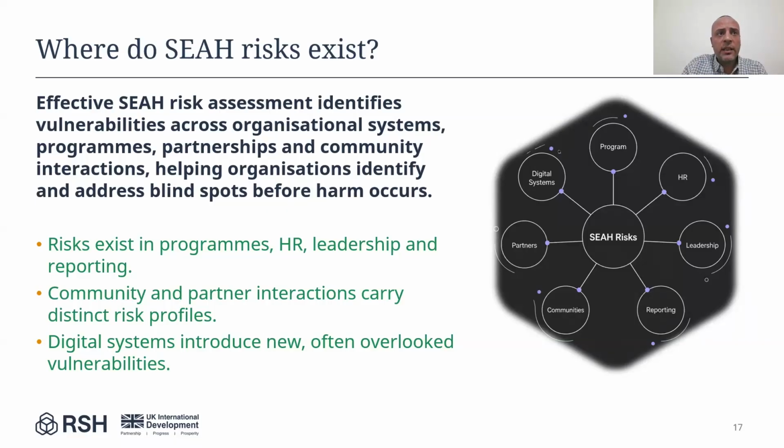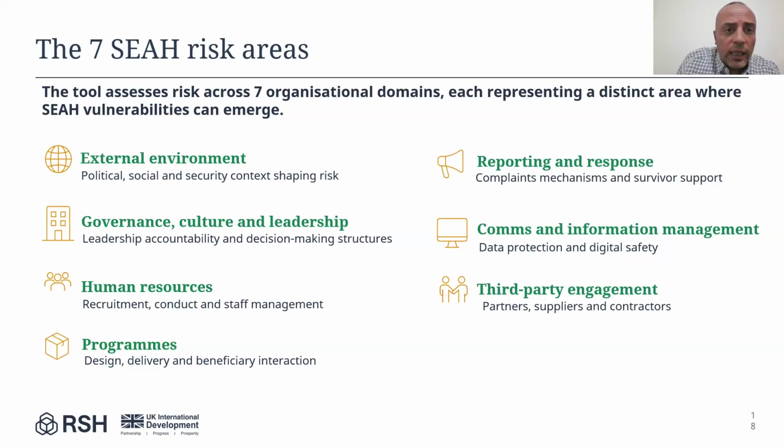This is what we will see in the next slide. Please, Piero. As you see, the risk assessment tool is organized around 7 organizational domains, covering the areas where safeguarding risks are most likely to emerge. These include the external environment, governance and leadership, human resources, programs, reporting and response, communication and information management, and third-party engagement. All of them together provide a comprehensive picture of safeguarding across the organization.